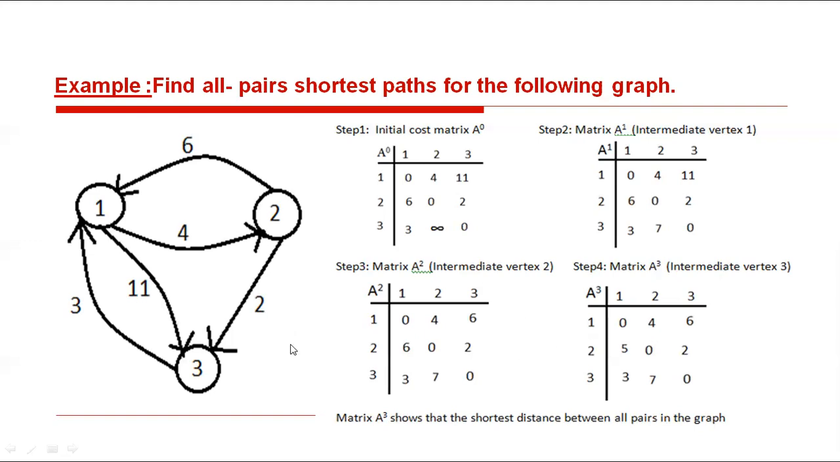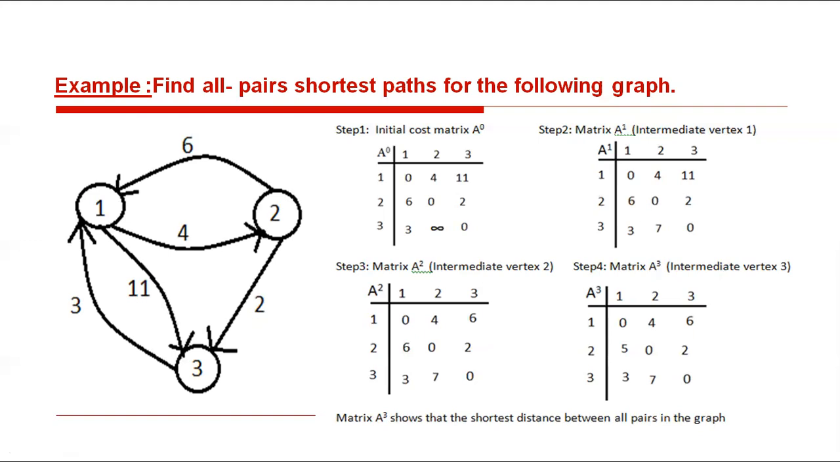Next one is 2 to 1. I want to reach from 2 to 1. Which is the shortest? Then here 2 to 3, the cost is 2. Next one 3 to 1, the cost is 3. 2 plus 3 equal to 5. This is less than 6. Am I right or not? So it will take replace. 6 is replaced by 5. This is the shortest cost path, minimum cost.